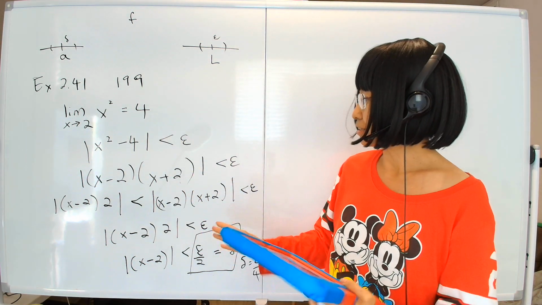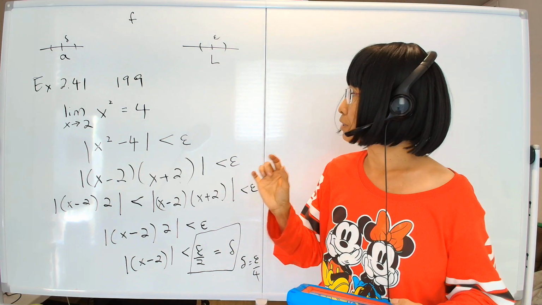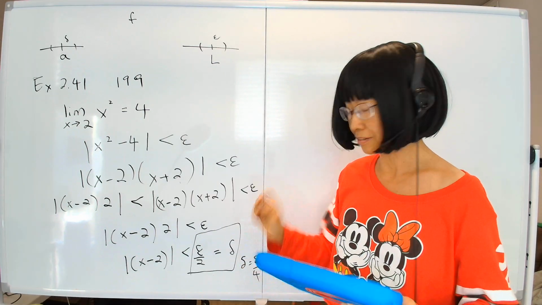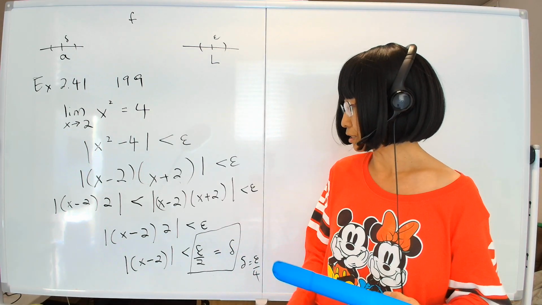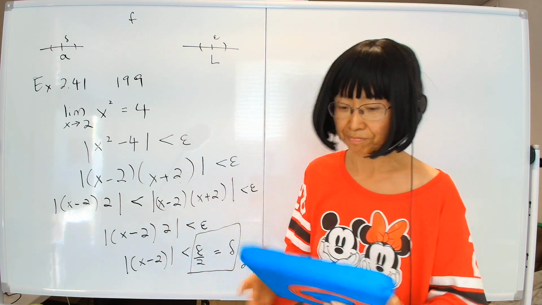All right. So the point is that you need to find a small region with delta where all the numbers will land within epsilon. So that will work. Delta equals 2 will work. And in fact, yeah, anything smaller than that will work too.